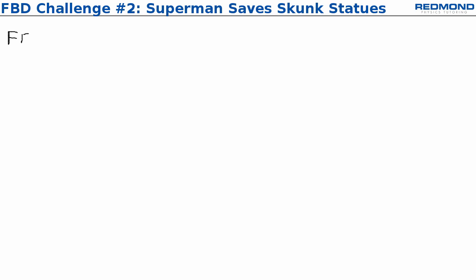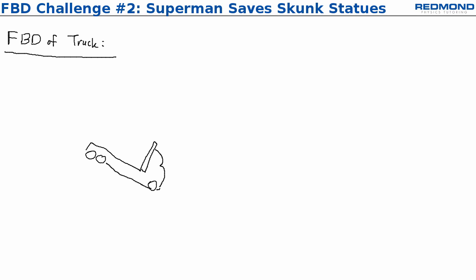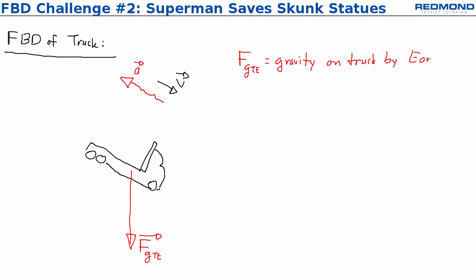Superman is slowing down the truck too, so it is also accelerating up the road, opposite its velocity. The truck has weight vertically down with FGTE, the force of gravity exerted on the truck by the Earth. There's no friction between the truck and the road, but there is a normal force. FNTR is the normal force on the truck by the road. There's also FTS, the force exerted on the truck by Superman.